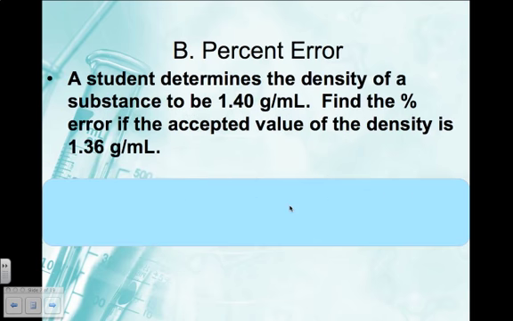Alright, so let's do a problem. So a student determines the density of a substance to be 1.40 grams per milliliter. Find the percent error if the accepted value of the density is 1.36 grams per milliliter. So I'm just going to basically plug it into the equation. So you should be copying this down and make sure you show all the work. So make sure you actually copy it down. So 1.4 is the value that the student got. So that is the experimental value.